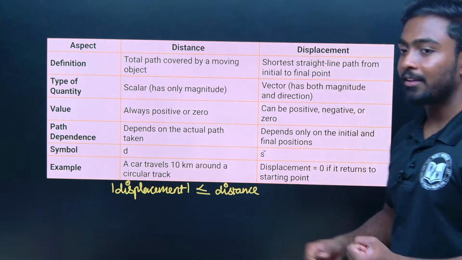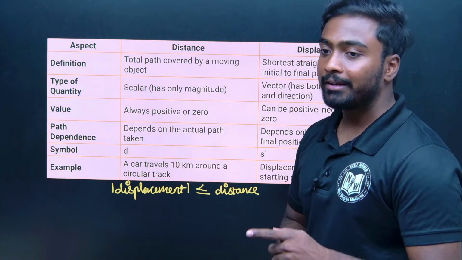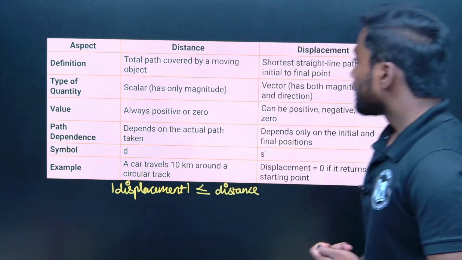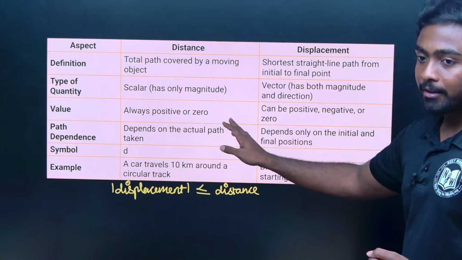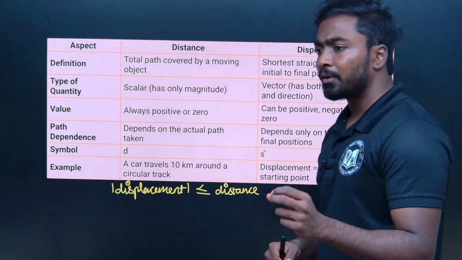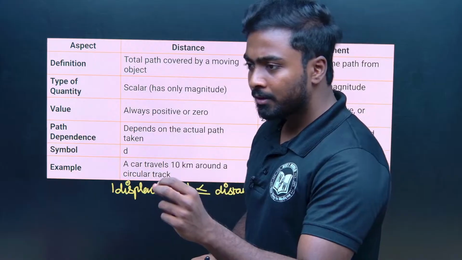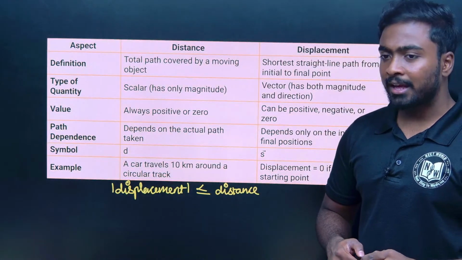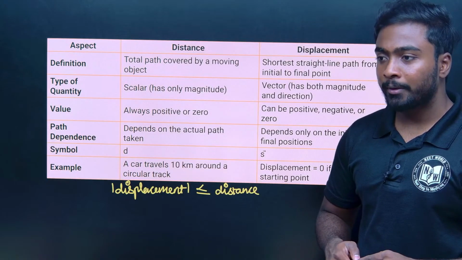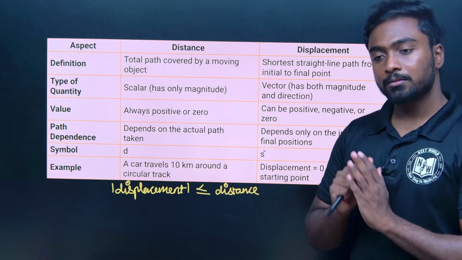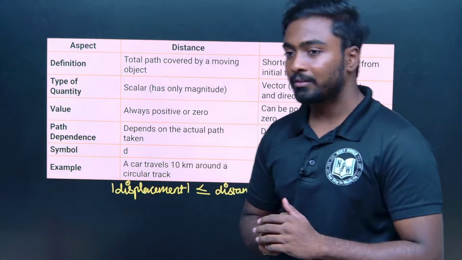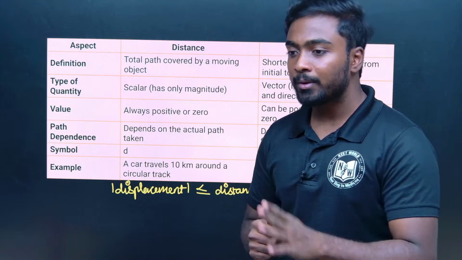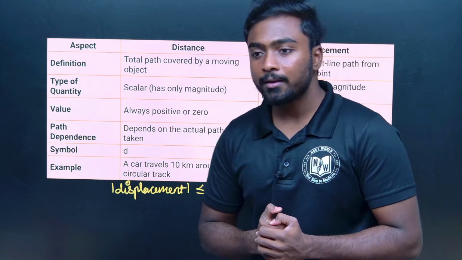What is a scalar? It has only magnitude. A vector has both magnitude as well as direction. So the values are always positive or 0. If a person is traveling from Vizag to Hyderabad, or Hyderabad to Vizag, we will not say he is traveling minus 20 kilometers or minus 500 kilometers. We will say he is traveling some x kilometers or y kilometers, which is positive. Or if he is not traveling, we say it is 0. We won't say it is negative.